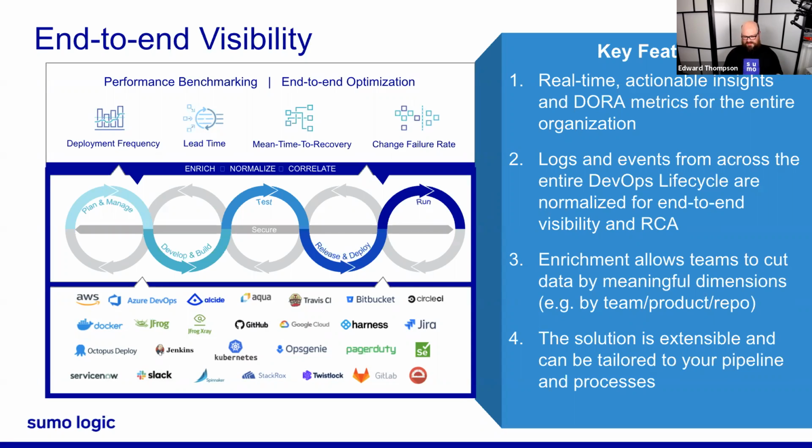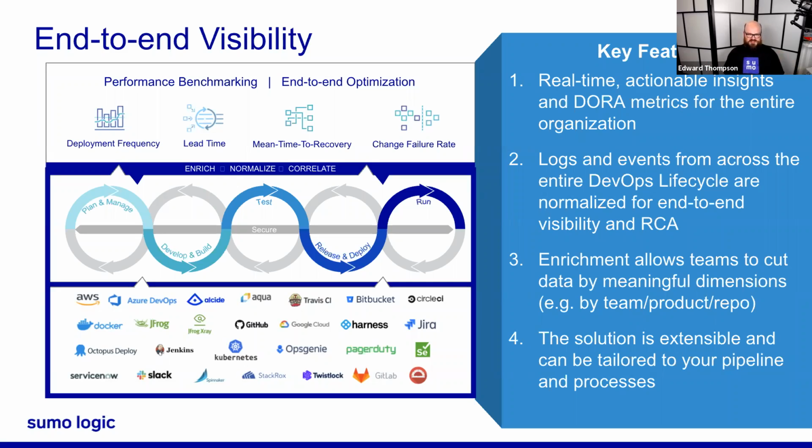Because we have these logs and events in their full form across your entire DevOps lifecycle, even though we're normalizing them and exposing them in a common format, the raw events are still there. So when you actually need to dig into a particular event, you have all the data. You're not just dealing with the rolled up metrics. You have that underlying data for investigation and drilling down where you need to.